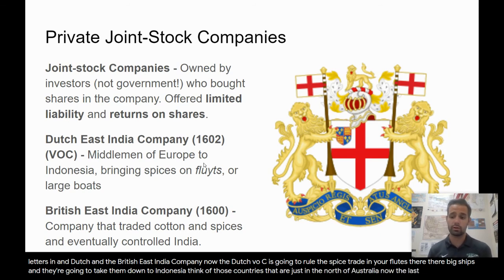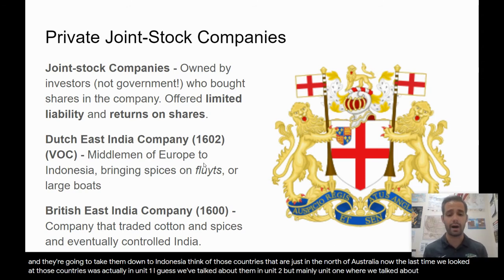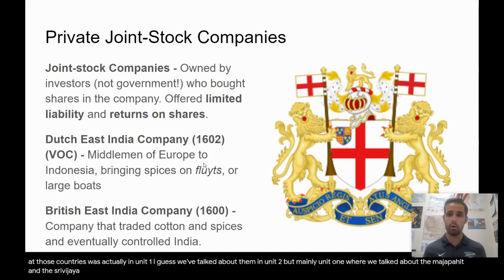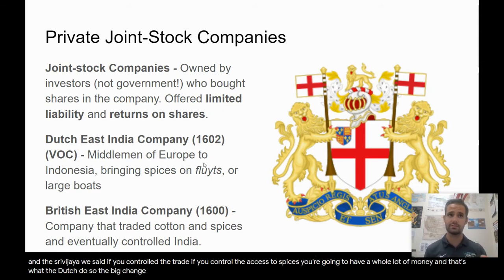Now, the last time we looked at those countries was actually in Unit 1. I guess we talked about them in Unit 2, but mainly Unit 1, where we talked about the Majapahit and the Srivijaya. We said if you control the trade, if you control the access to spices, you're going to have a whole lot of money. And that's what the Dutch do. So the big change is that it's not the Majapahit, the Srivijaya, or the Muslim merchants, it's now the Dutch who are controlling that spice trade. But the continuity is that there's still a whole lot of money to be made off spices.